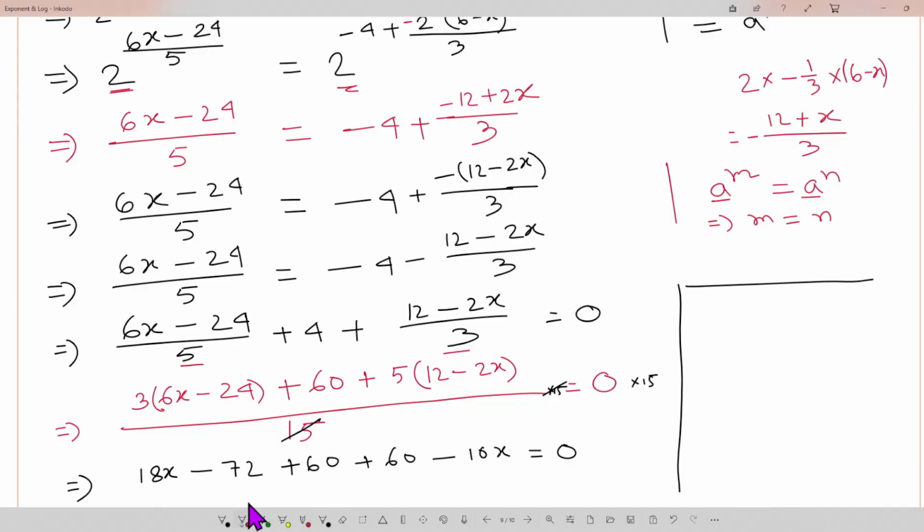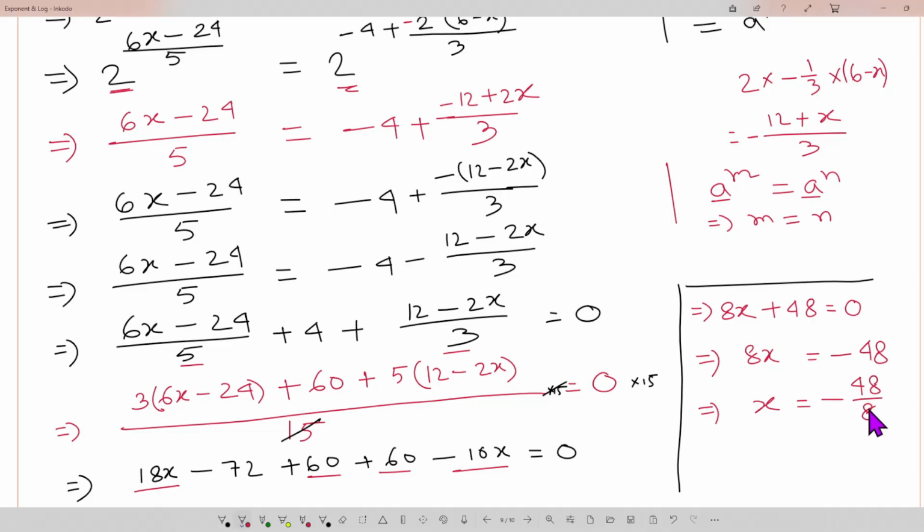Now we can make the summation here. 18x minus 10x, it will be what? It will be 8x. Here is 60 plus 60, 120. So 120 minus 72, it will be 48. Okay, so we can write plus 48 equals 0. Then here 8x equals minus 48, we subtract 48 from both sides. Now we can divide both sides by 8, so we will get x equals minus 48 by 8. We can divide 48 by 8, so it will be 6, and 8 by 8 will be 1.